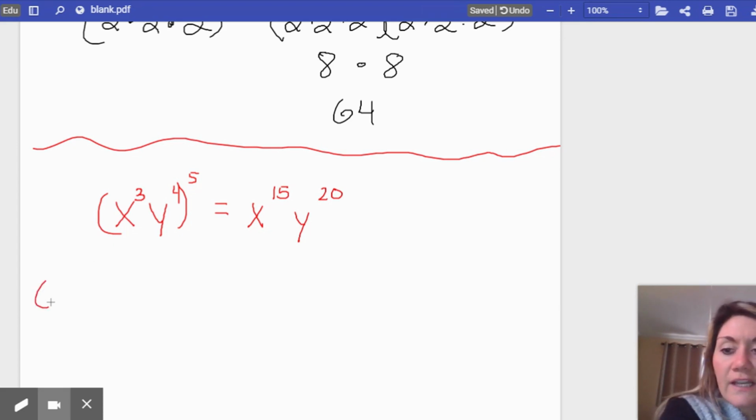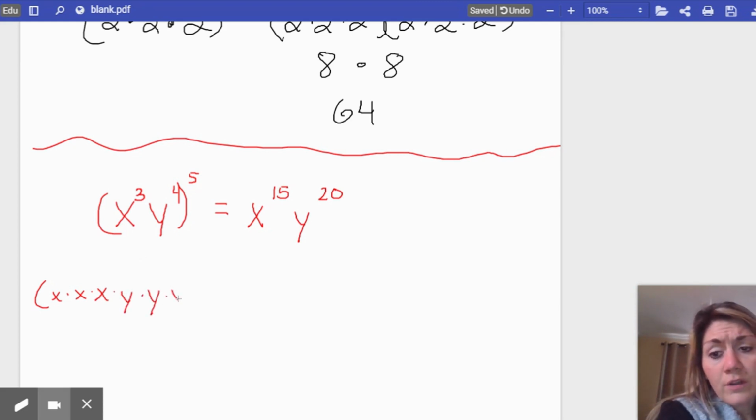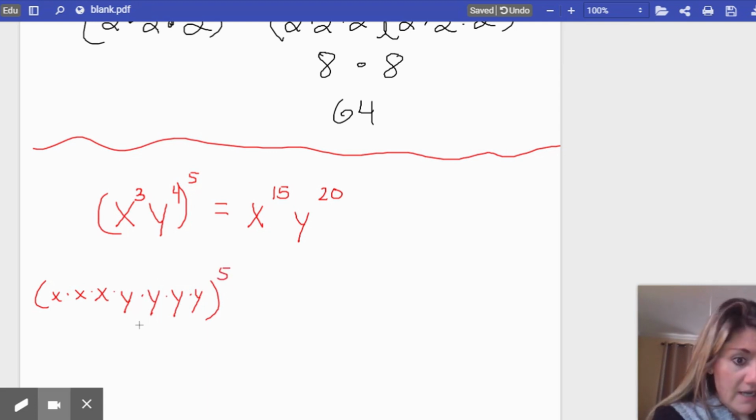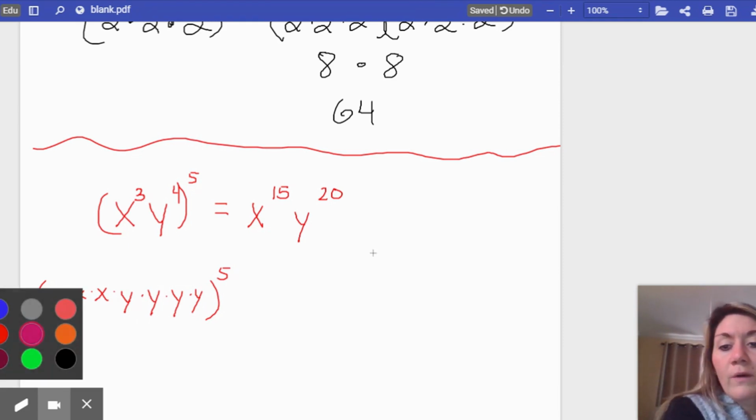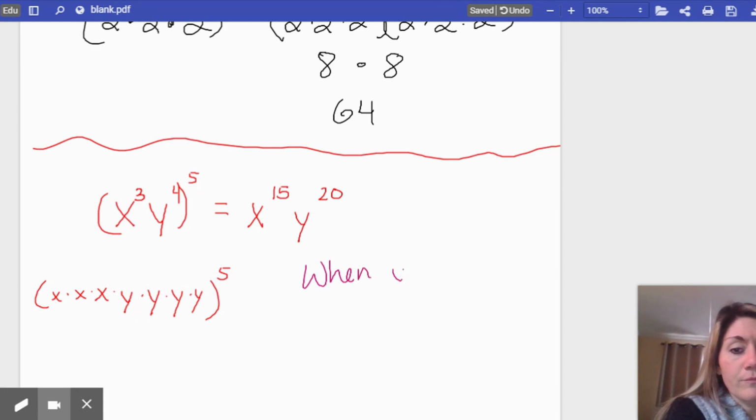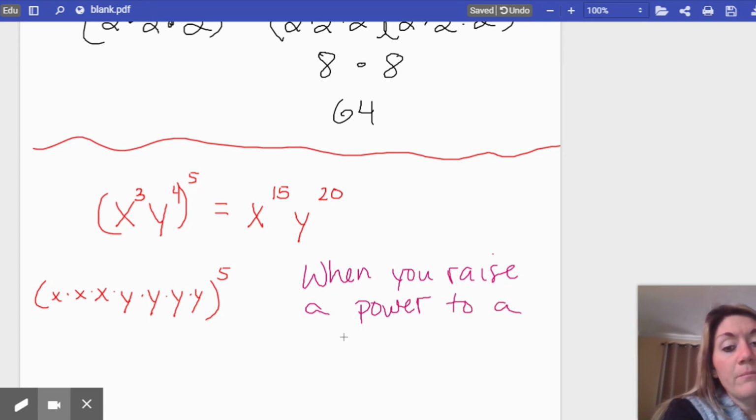So x cubed, once again, is x times x times x. And y to the 4th is y, 2, 3, 4. So I have this 5 times. So that is why you multiply the exponents. So if you want to write this down, when you raise a power to a power, you multiply the exponents.